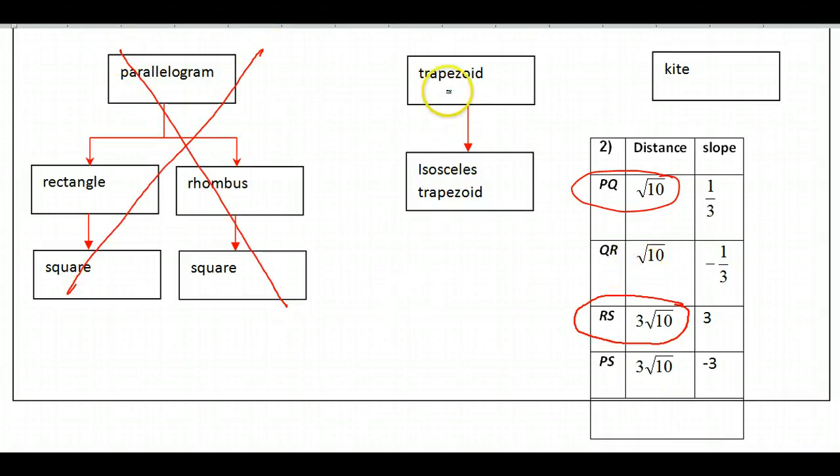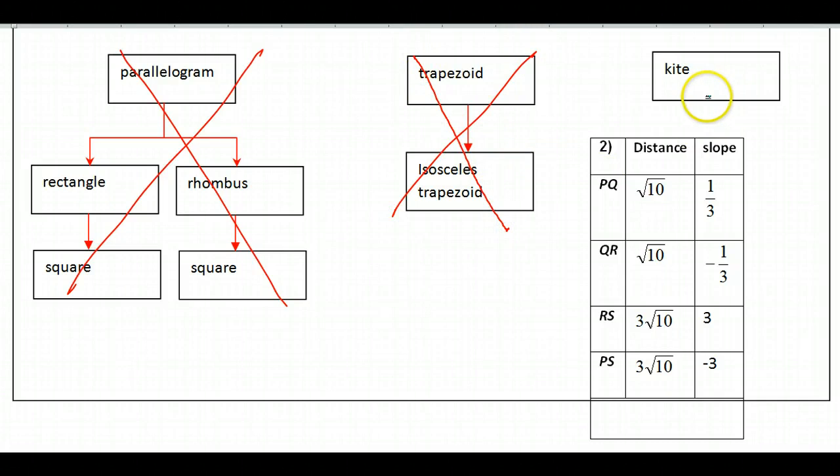So I move on to trapezoid. The definition of a trapezoid is that there should be exactly one pair of parallel sides. All right, when I'm talking parallel, I'm looking at the slopes and seeing if any are the same. 1/3, -1/3, 3, -3. None of these are the same. That means none of the sides are parallel. So that means it's not a trapezoid. The only thing left is a kite.